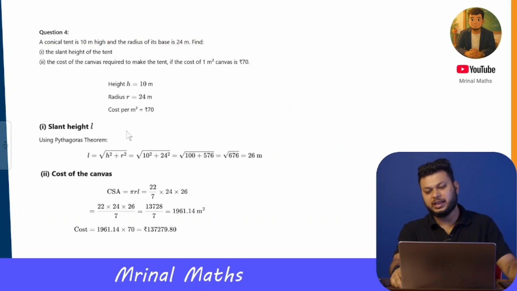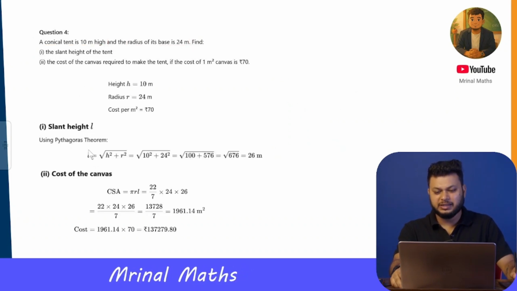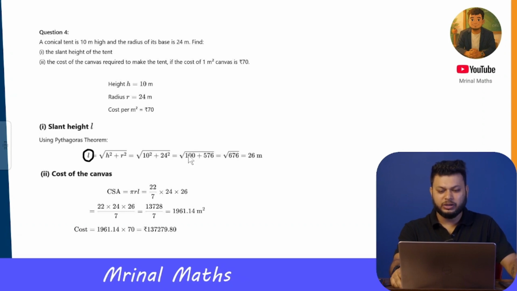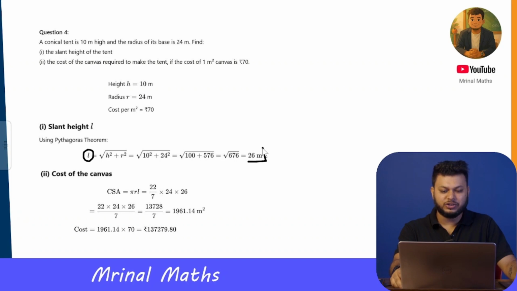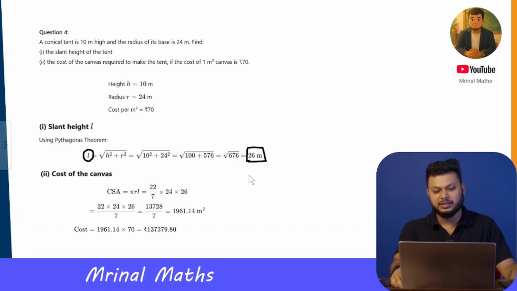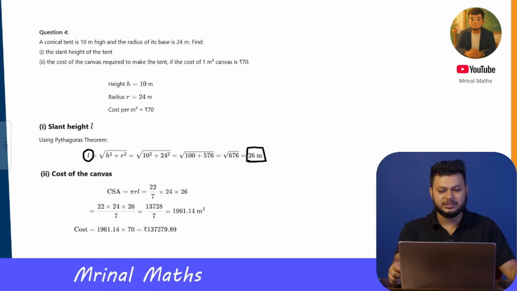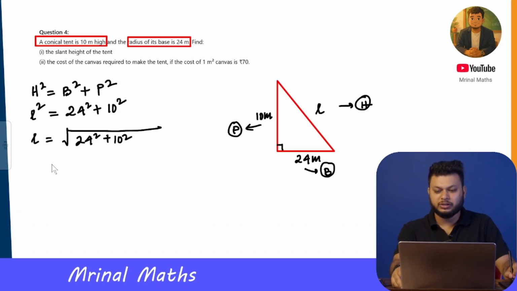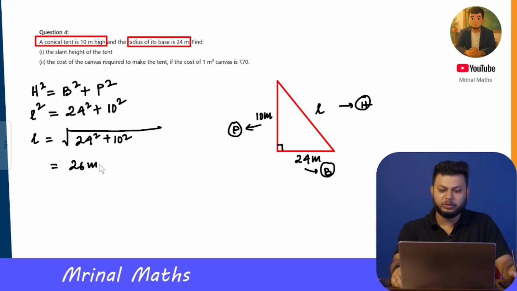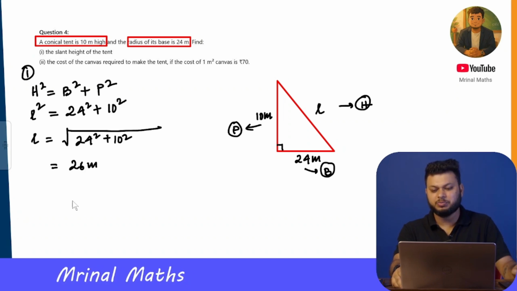If I show you this calculation over here, you can see L square is equal to 100 plus 576 and the final calculation for this is 26. The value of L, that is the slant height, is 26 meter. Going forward, 26 meter, this is our first part.